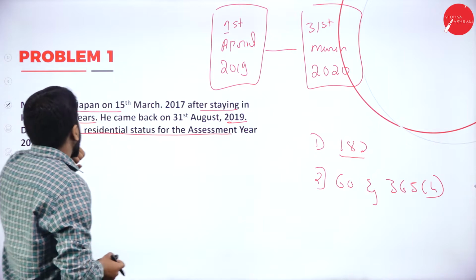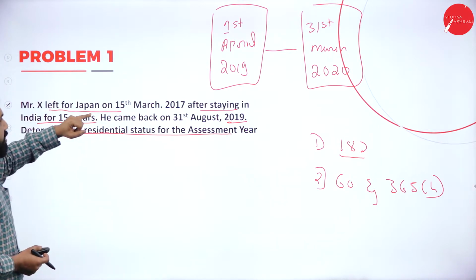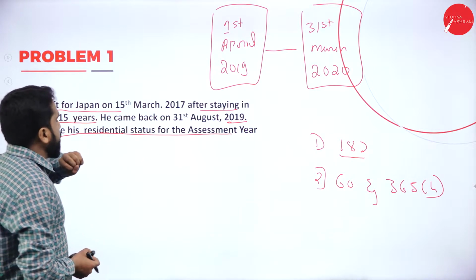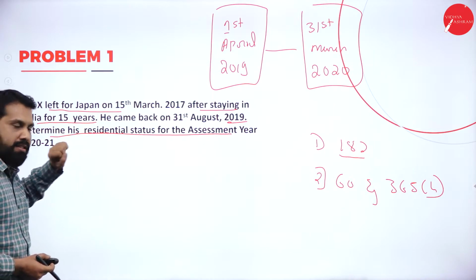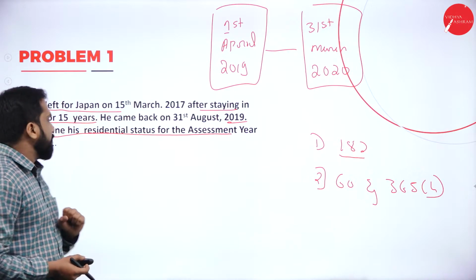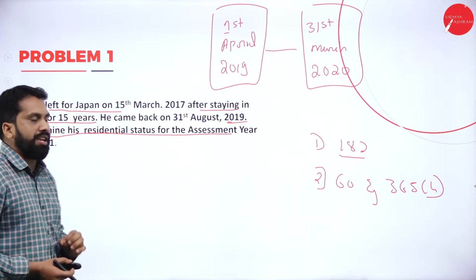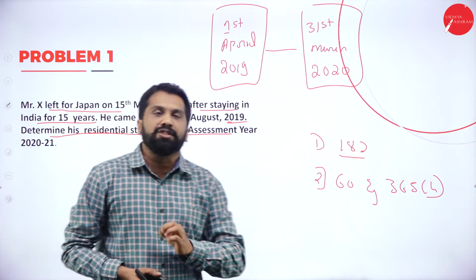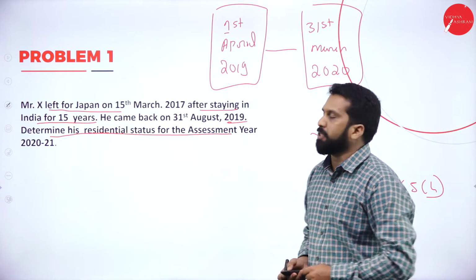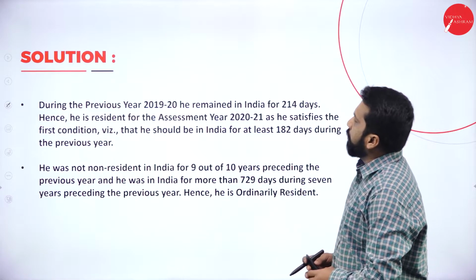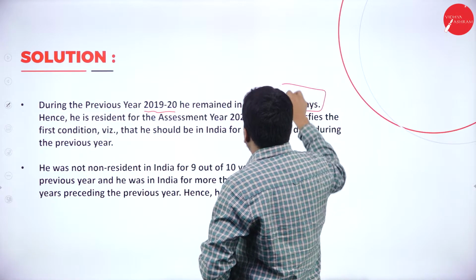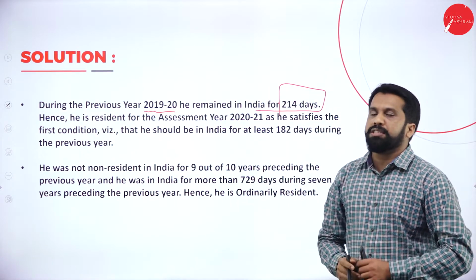As per this, Mr. X left for Japan on 15th March 2017 after staying in India for 15 years. He came back on 31st August 2019. Now, determine his residential status. When did he come back? 31st August. From where should we count? From 1st September we'll go for the answer. Now, during the previous year 19-20, he remained in India 214 days. How come it is 214?